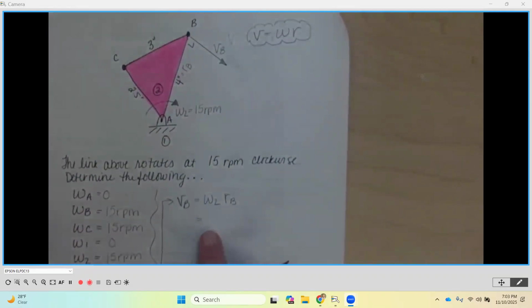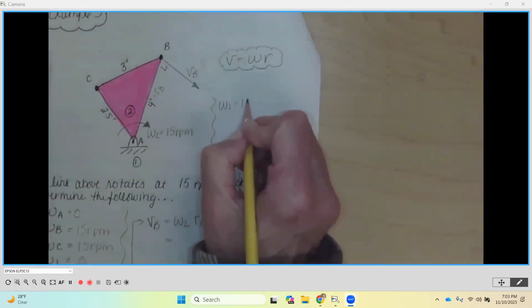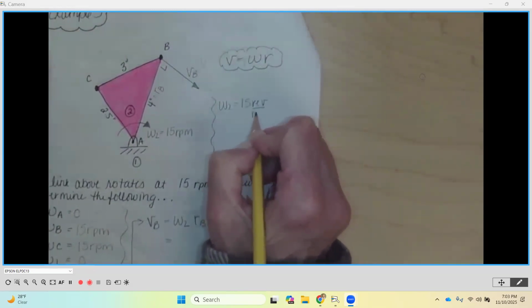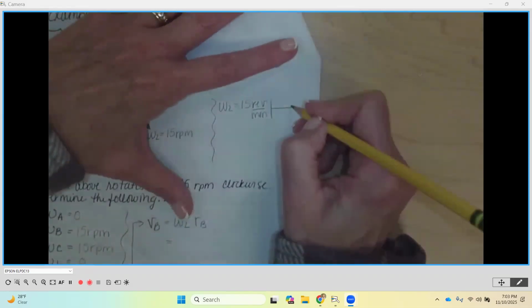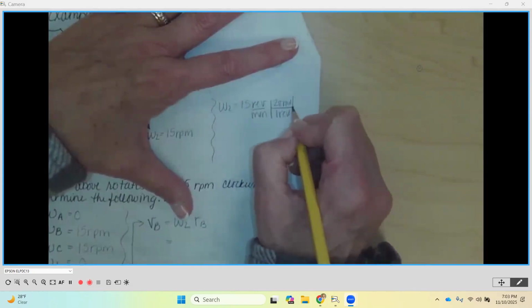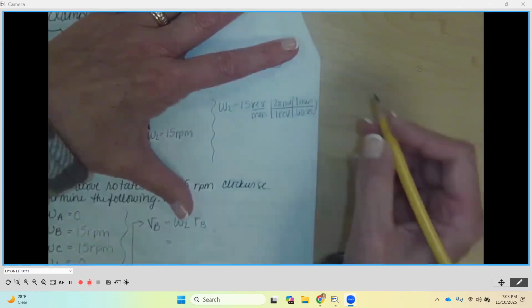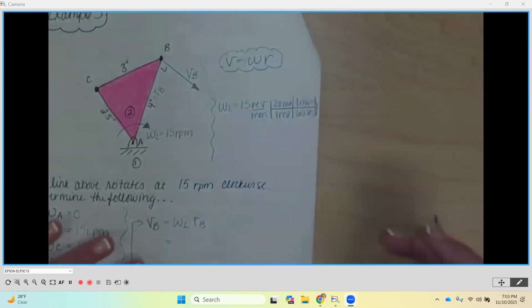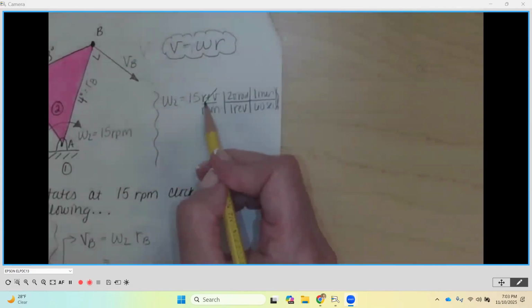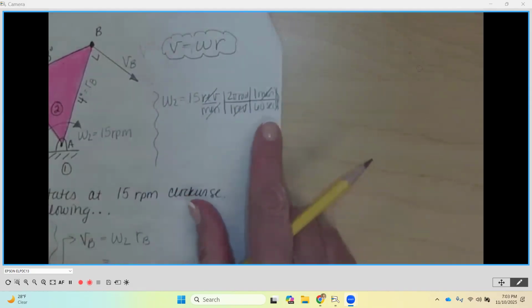Now, am I putting 15 RPMs in there? No. I need to convert it to radians per second, right? So we'll do that work over here. So W2 is equal to 15 revolutions per minute. So I've got 1 revolution, 2 pi radians, and then I've got 1 minute, 60 seconds, right? That in there. Everybody see that? Revolutions top and bottom, minutes top and bottom, radians per second.